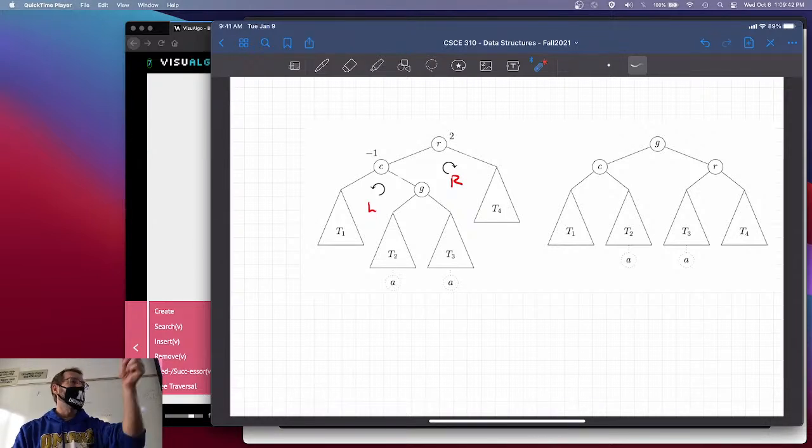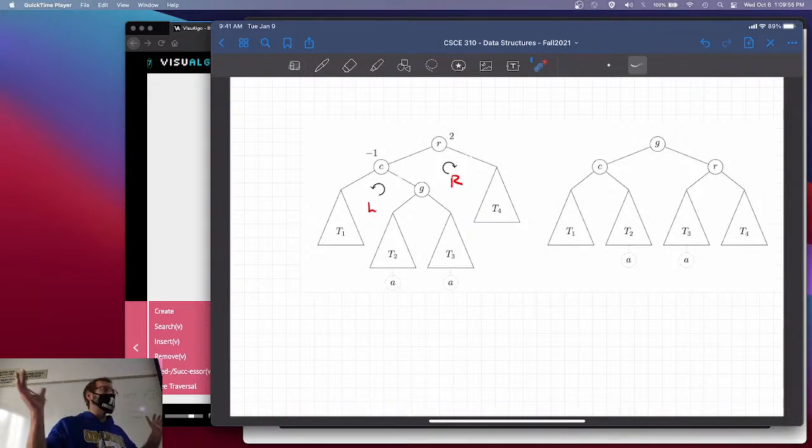Question? Yeah, go ahead. It's A or A, one or the other. You insert, rebalance if you need to. Insert, rebalance if you need to. Right. You don't do like 10 inserts and then, oh, okay, now I'll do a rebalance.